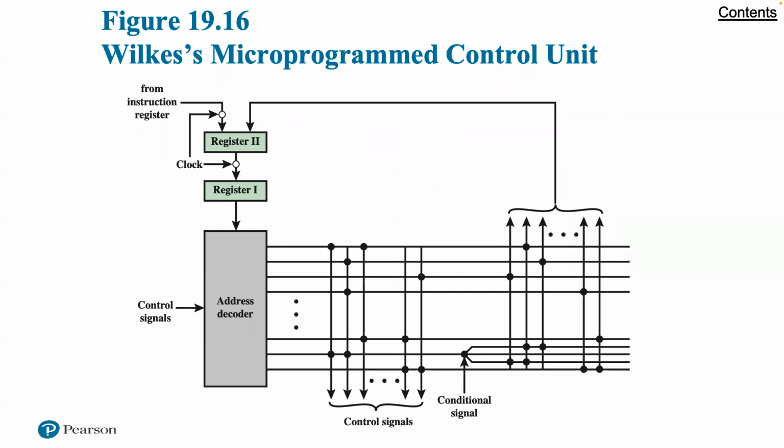So as was mentioned, Wilkes first proposed the use of microprogramming control units in 1951. The proposal was subsequently elaborated into more detailed design, and it is instructive to examine this seminal proposal. And so we see an illustration of what that was all about. The configuration proposed by Wilkes is depicted in figure 19.16 here.